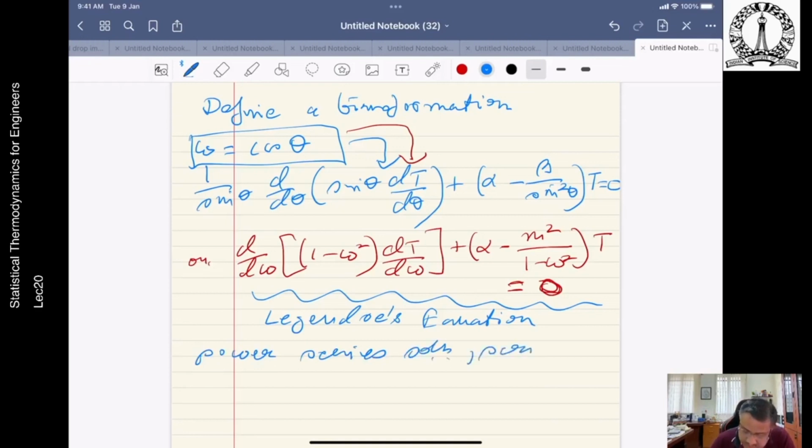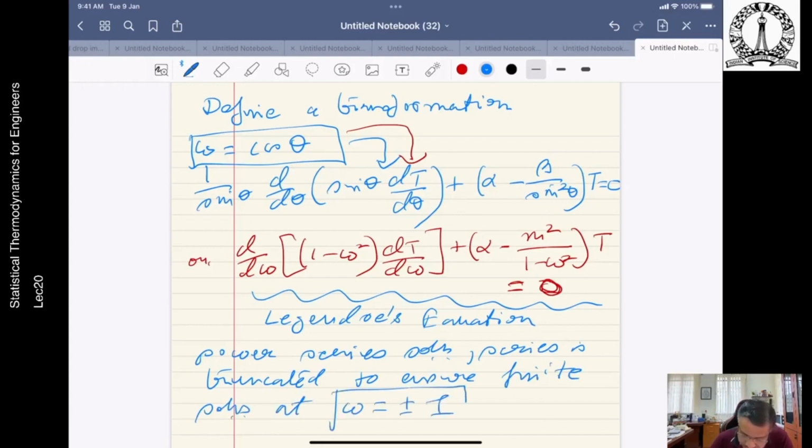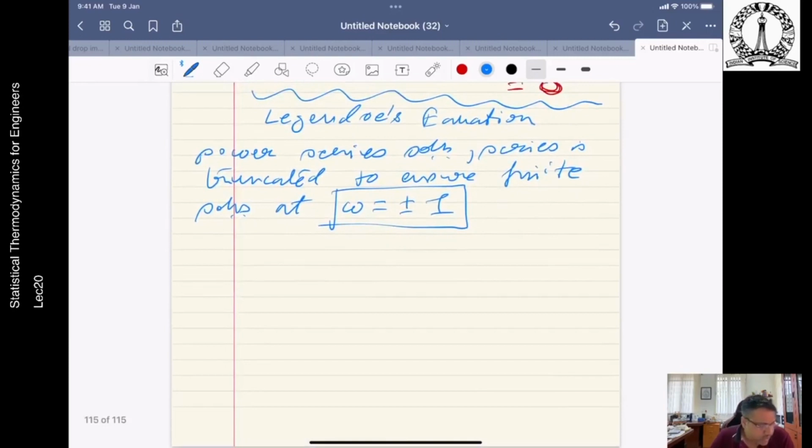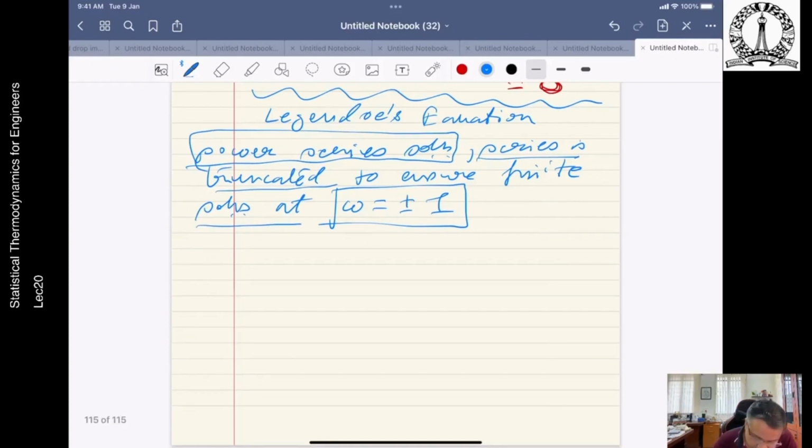And the series is truncated to ensure finite solutions at omega equal to plus or minus 1. Okay, so this is Legendre's equation, and it has a power series solution, and the series is truncated to ensure finite solutions at omega equal to plus or minus 1. So truncation leads to a well-defined solution.